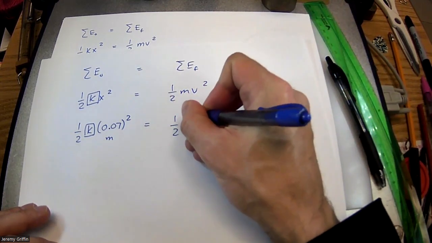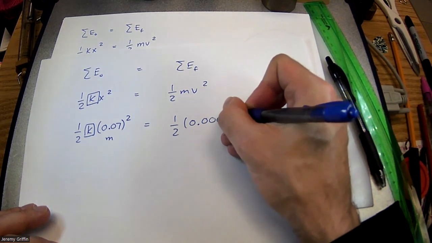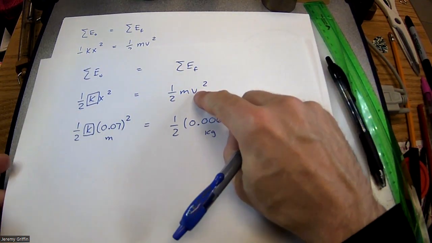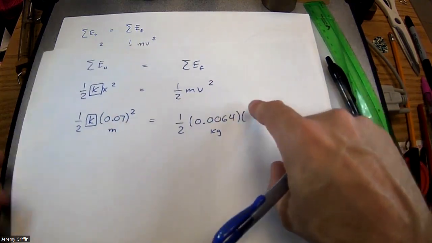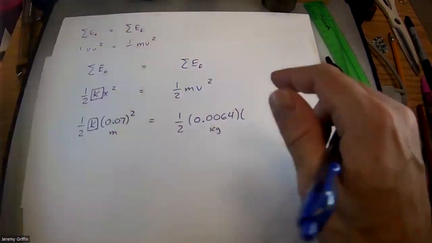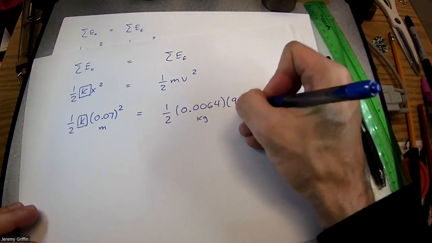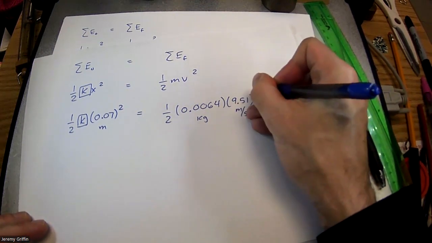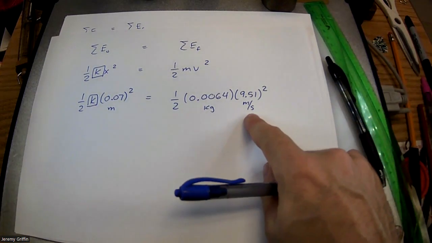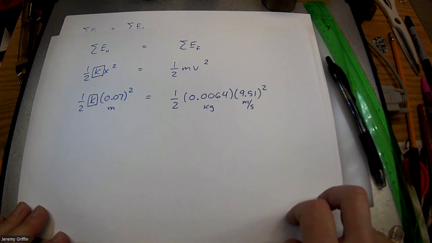And then one half the mass of the ball was 0.0064 kilograms. And the speed, well, we just did a bunch of projectile physics to figure that out, and we came up with 9.51 meters per second. Or if you have a slightly different number based on slightly different inputs, that's okay. It should be pretty close to that. This was with 3 clicks, so if you only did 1 or 2 clicks, it's going to be less than that. You guys good?